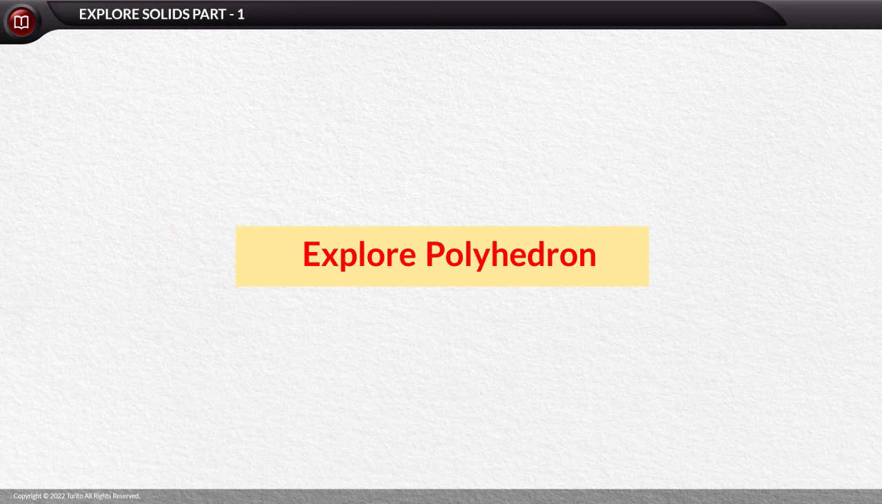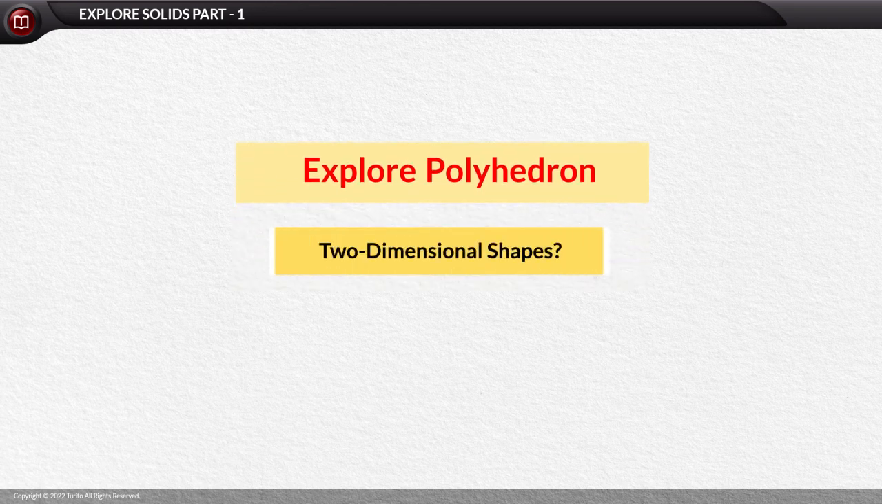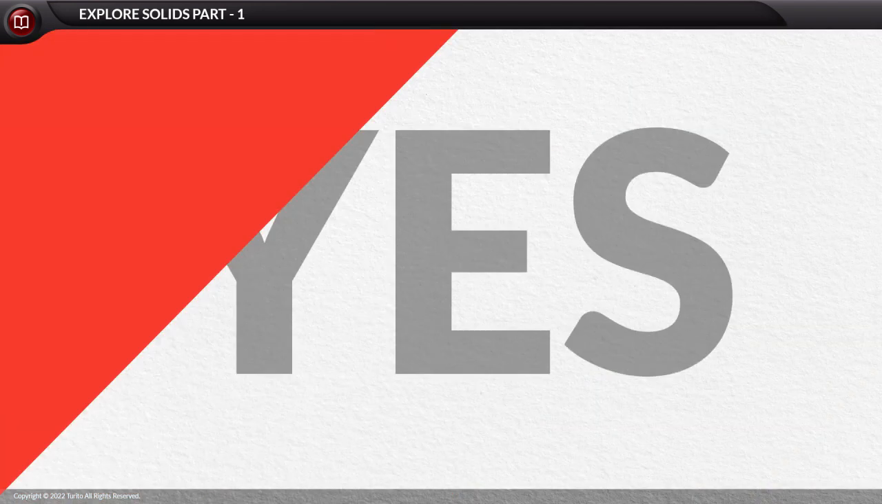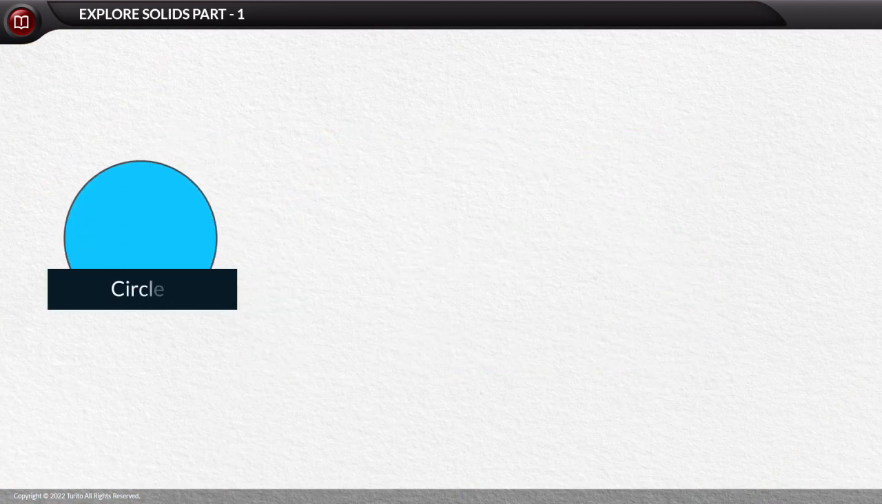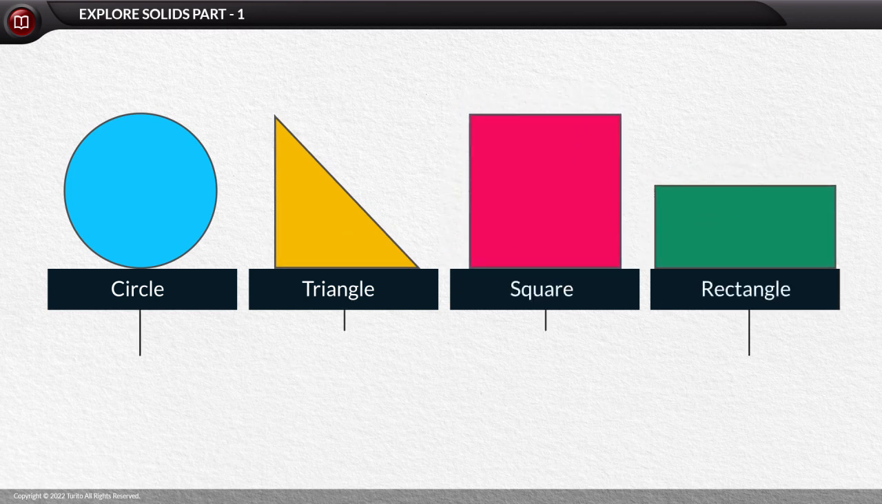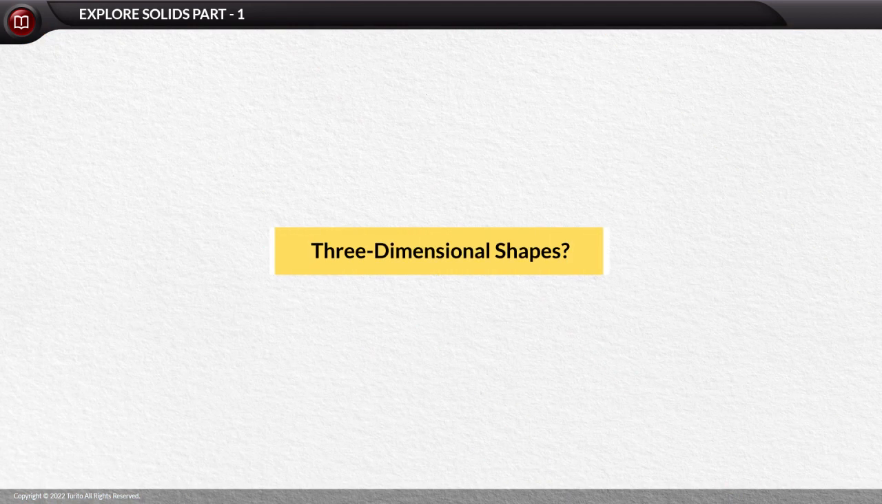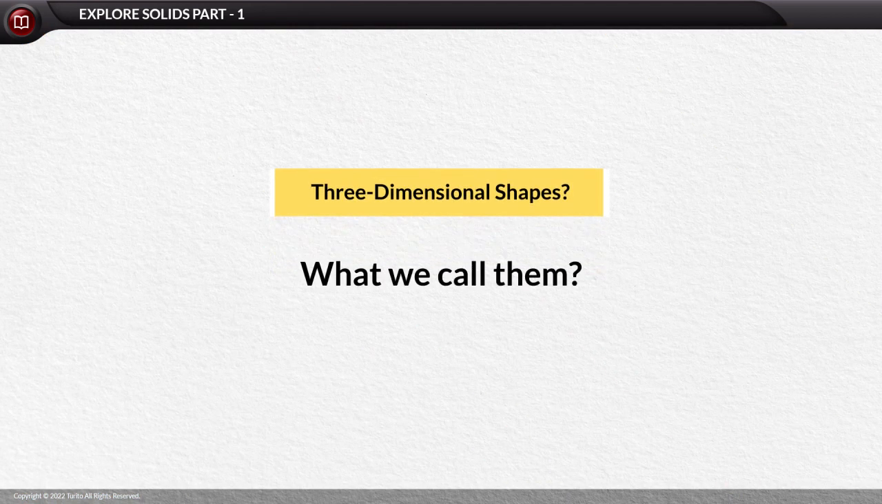Hello students, in this video, you will learn about polyhedron and different types of polyhedrons. Before understanding this concept, can you give some examples of two-dimensional shapes? Yes. Circle, triangle, square, rectangle, etc. are the examples of two-dimensional shapes. But, do we have three-dimensional shapes? What do we call them?